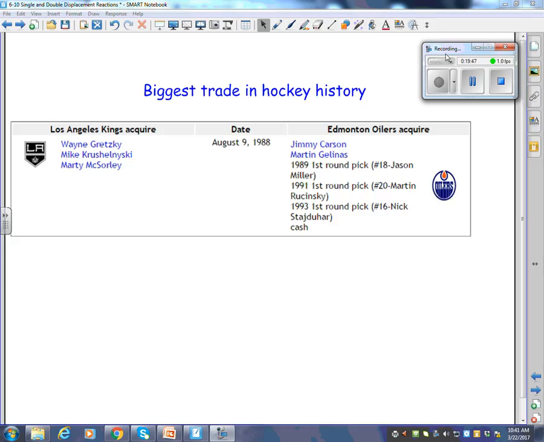Is this double displacement? Is this an example of double displacement? Sure. These three guys, instead of playing with the Oilers, now these three kicked out these two, right? They switched teams. Double displacement. Right? Biggest trade in hockey history.